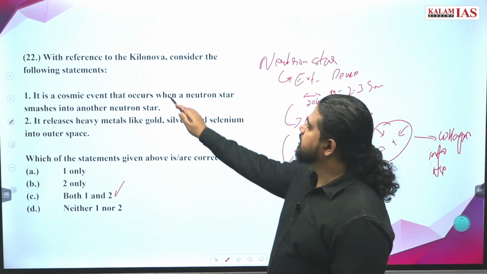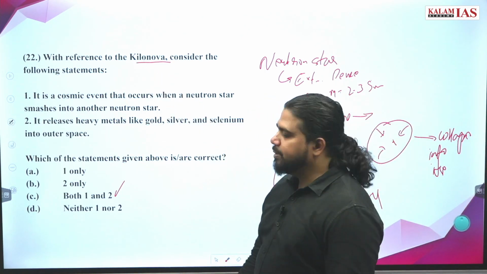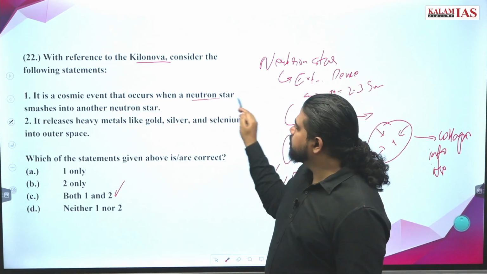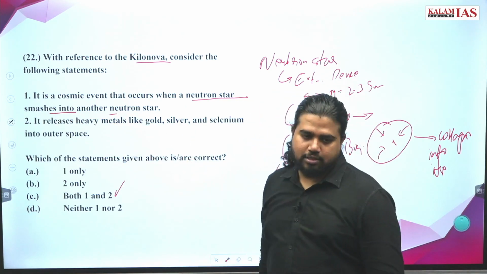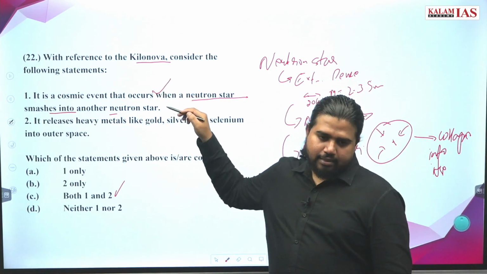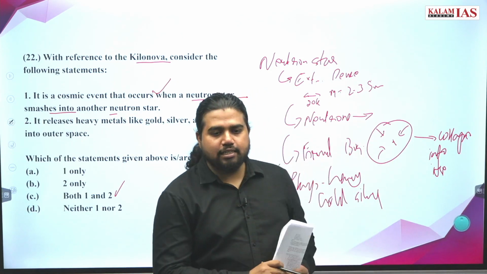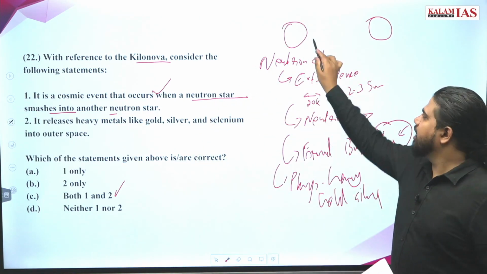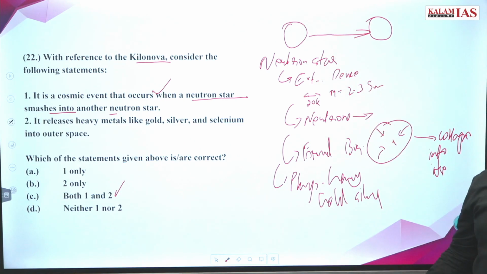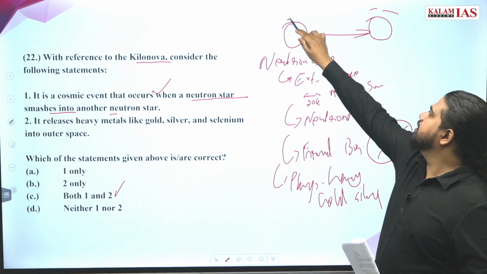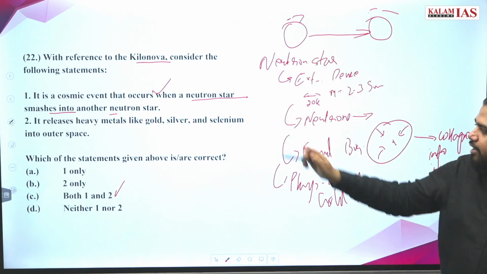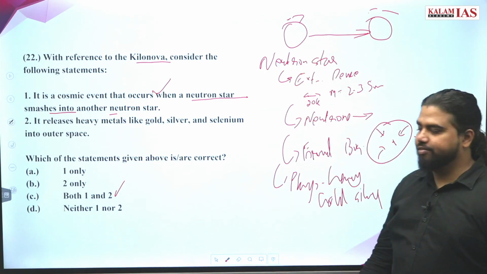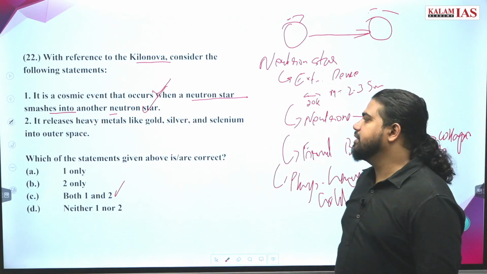Now come to this question. Kilonova is being asked. What exactly is kilonova? It is a cosmic event that occurs when a neutron star smashes into another neutron star. It's exactly the right statement. Recently, scientists have observed two neutron stars with a separation between them. In future, they will come together and collapse to form a kilonova type of incident. This has been the recent discovery. That's where we are discussing this. This is exactly the definition of it.